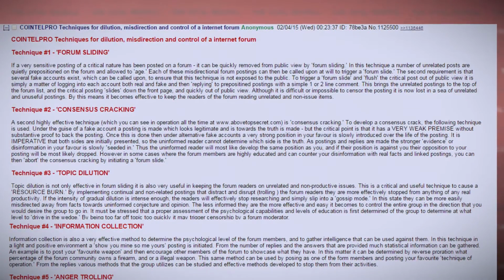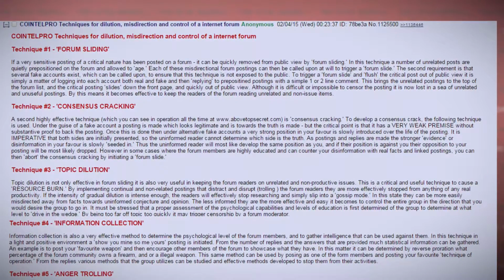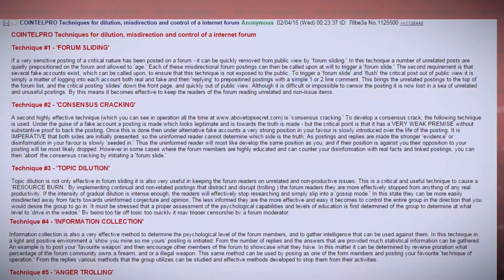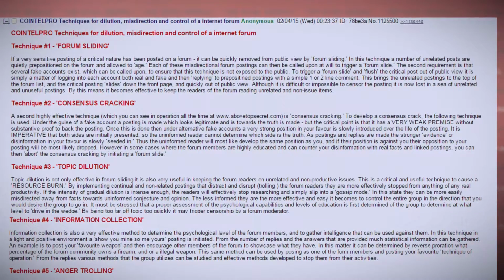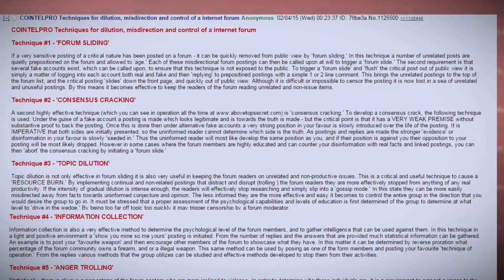COINTELPRO techniques for dilution, misdirection and control of an internet forum. Technique number 1. Forum sliding. If a very sensitive posting of a critical nature has been posted on a forum, it can be quickly removed from the public view by forum sliding.